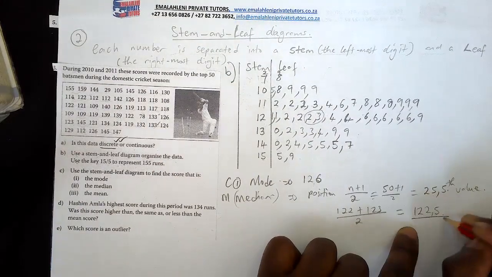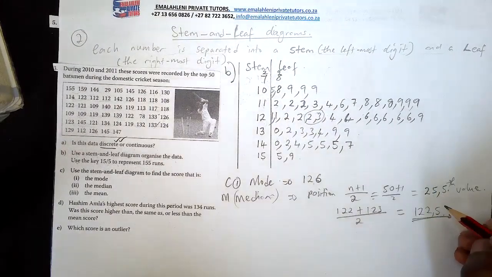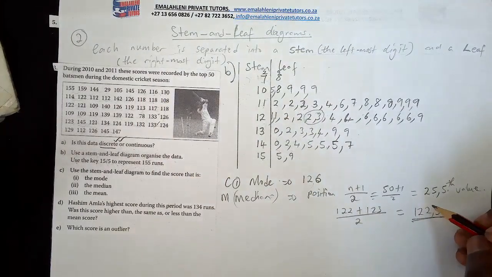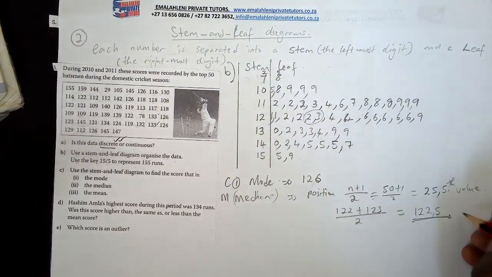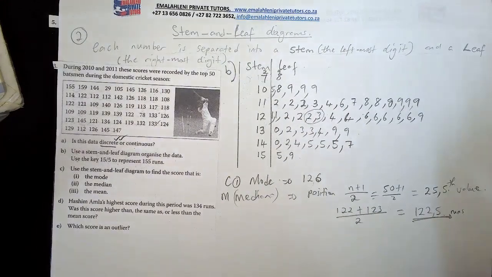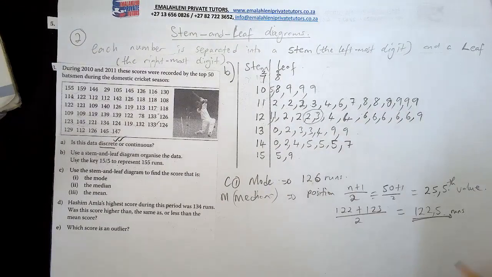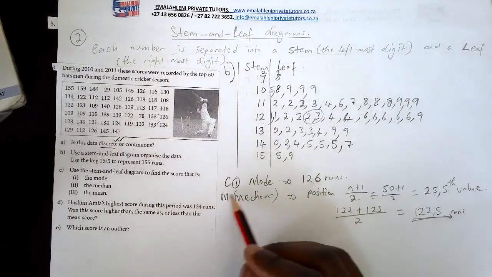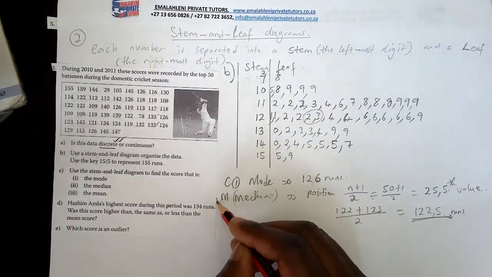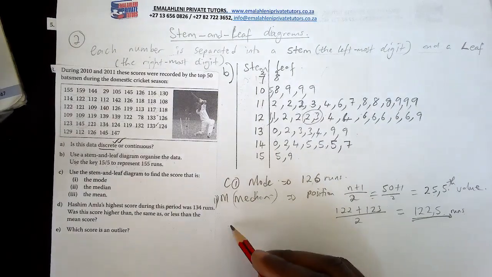122.5. So these are the values. So 122.5 runs. This one's runs as well. Now here, what we have got, the third one, is the mean.